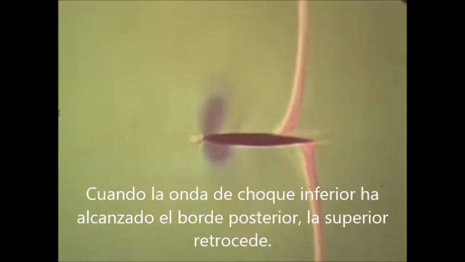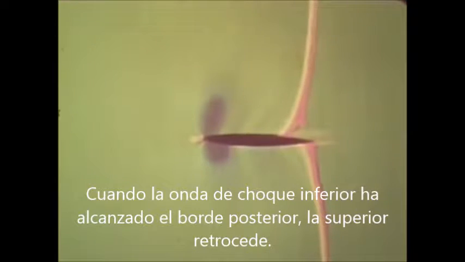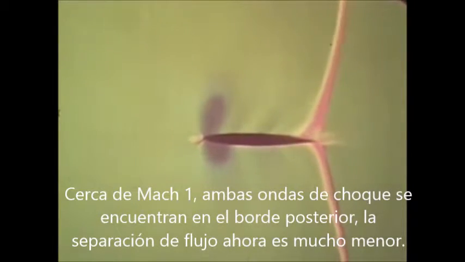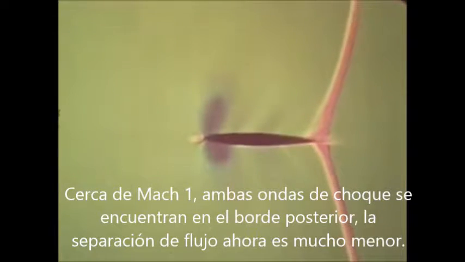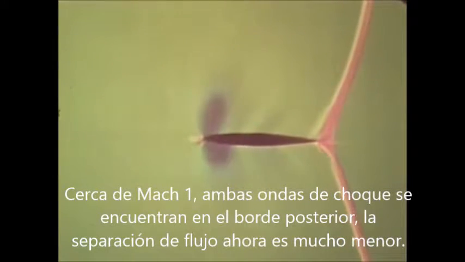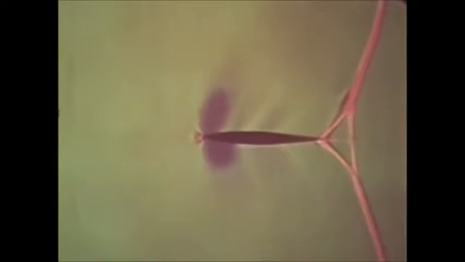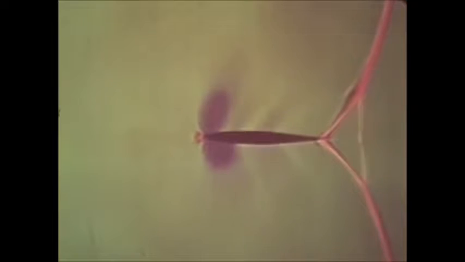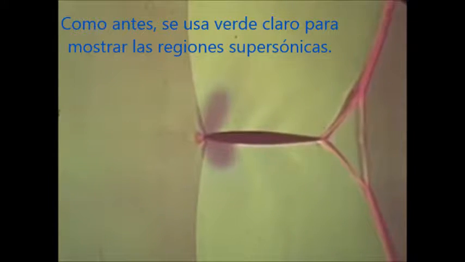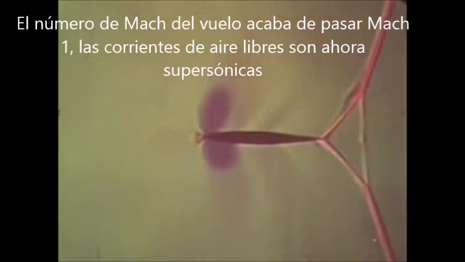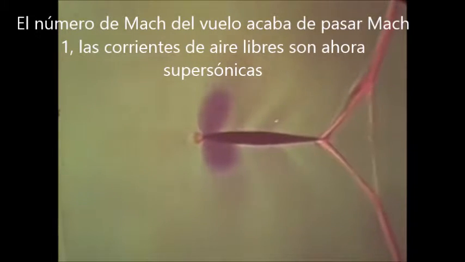When the lower shock has reached the trailing edge, the upper one moves back. Near Mach 1, both shocks meet at the trailing edge. The flow separation is now much less. As before, light green is used to show the supersonic regions. The flight Mach number has just passed Mach 1.